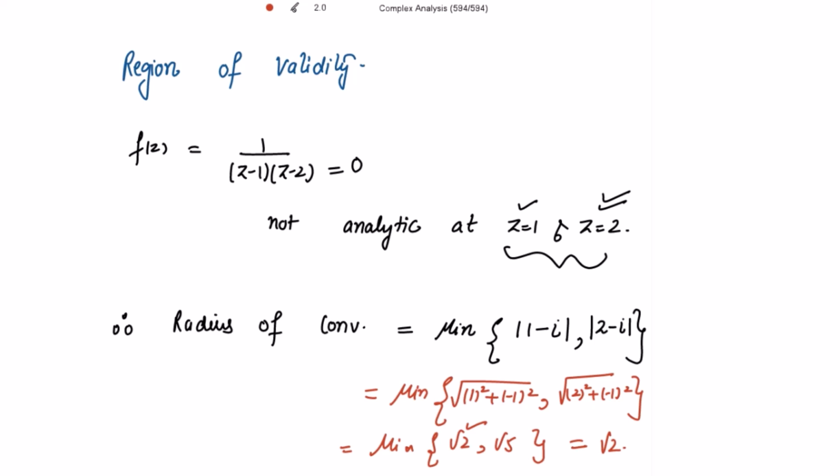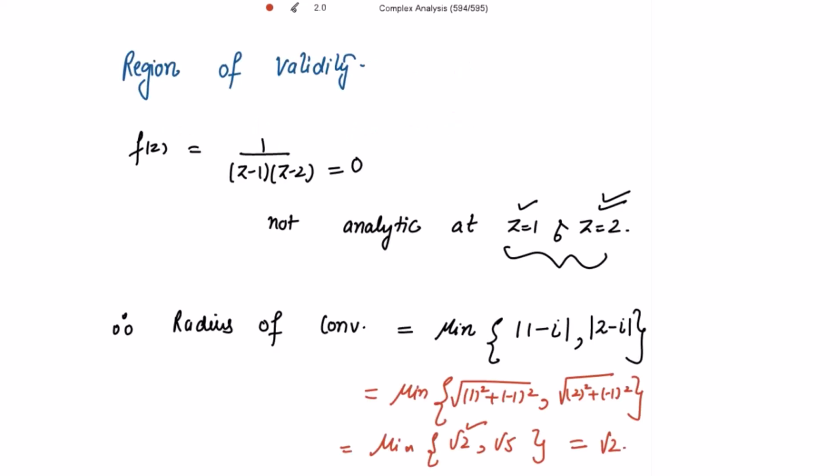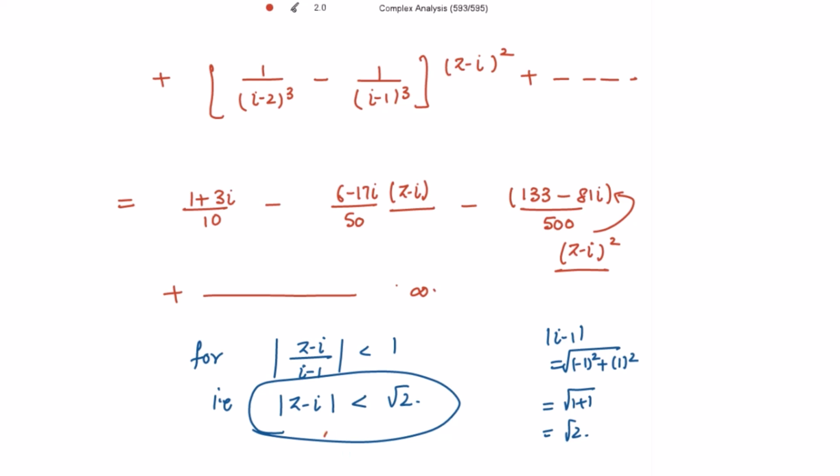Hence the expansion is valid for mod z minus iota less than square root 2. This is what we have mentioned over here also. Right? Okay, thank you.